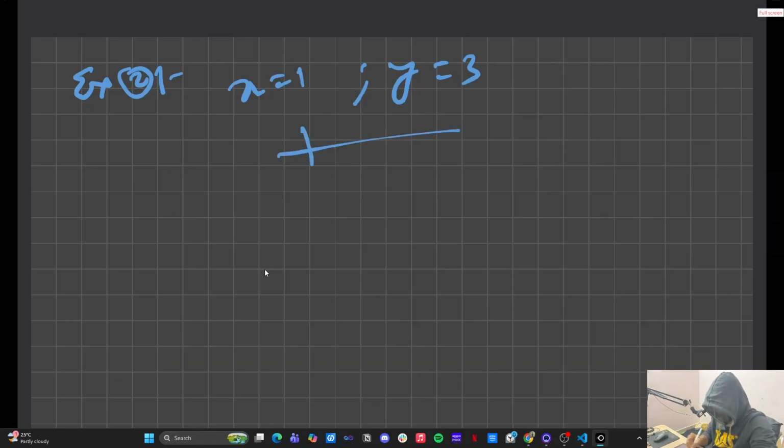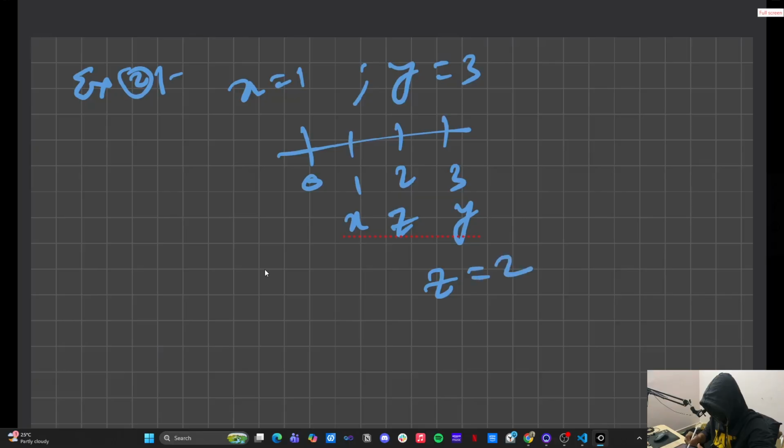Now if you try to draw a number line again, you have x as 1, y as 3. So only one number you have in between, which is 2. So let's write z as 2. Now that z is 2, we have to check the conditions.